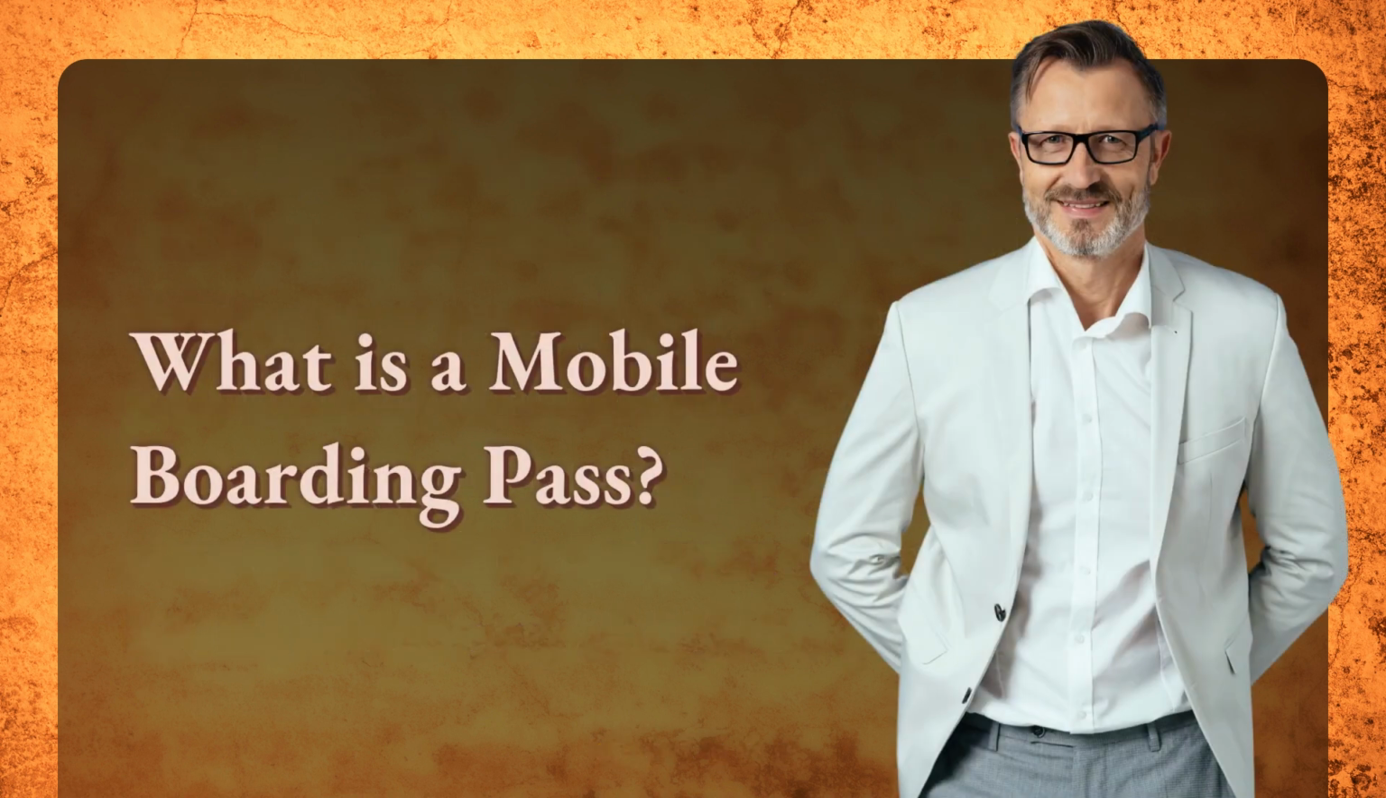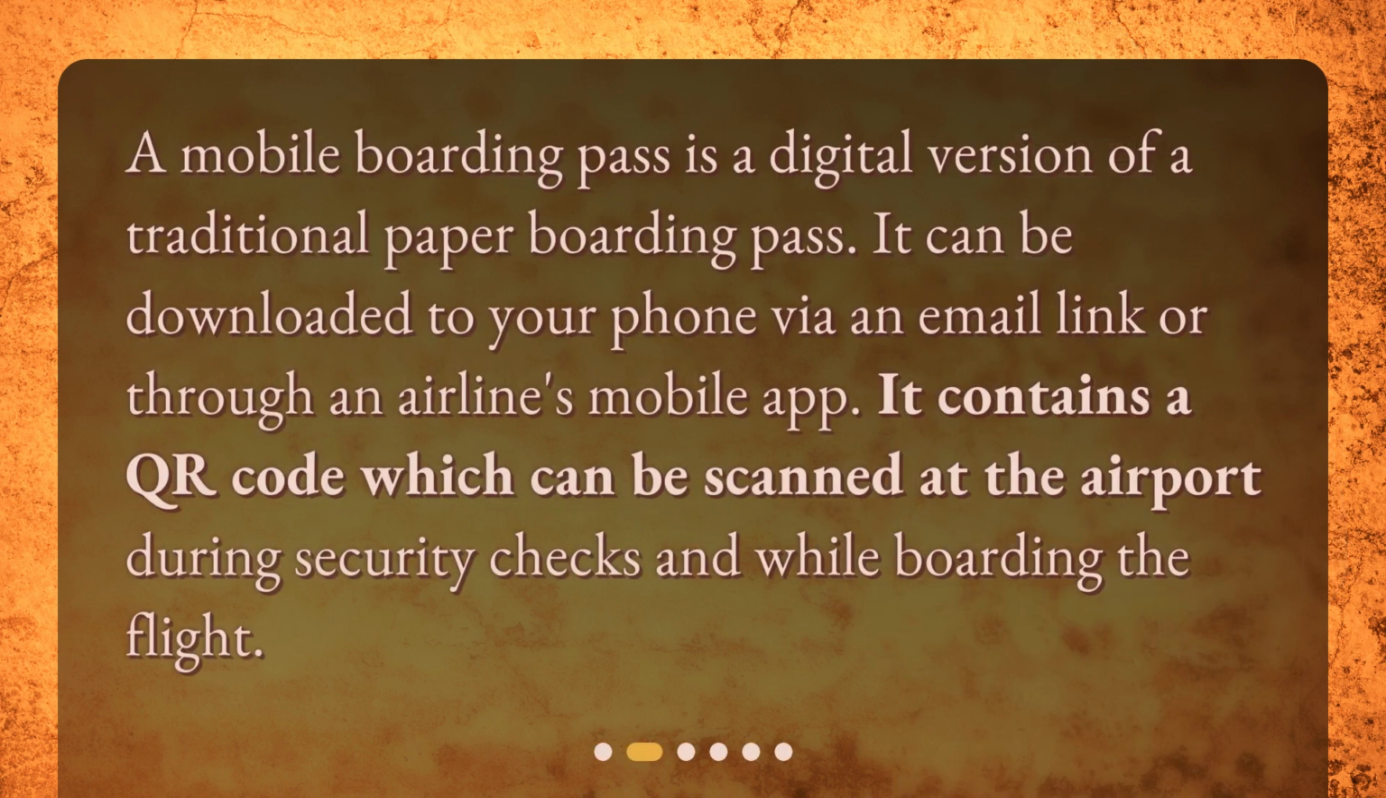What is a mobile boarding pass? A mobile boarding pass is a digital version of a traditional paper boarding pass. It can be downloaded to your phone via an email link or through an airline's mobile app. It contains a QR code which can be scanned at the airport during security checks and while boarding the flight.